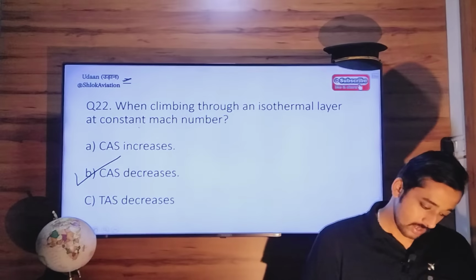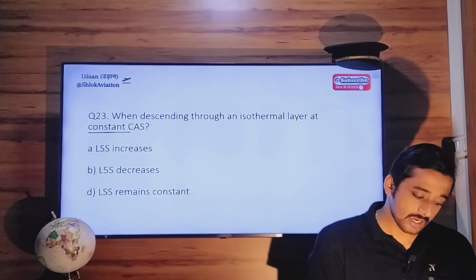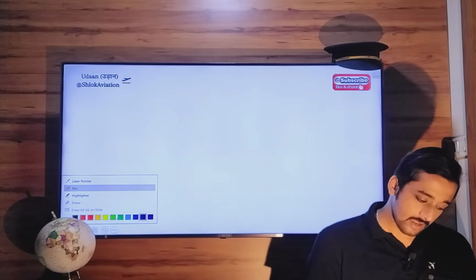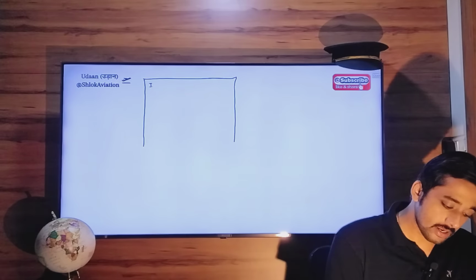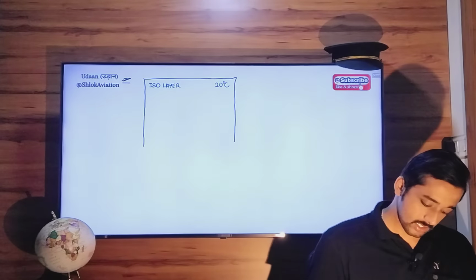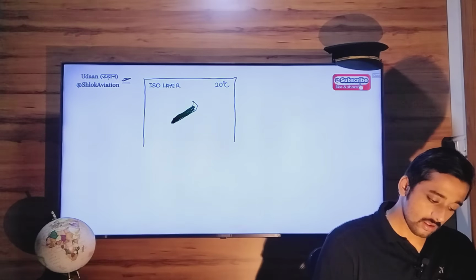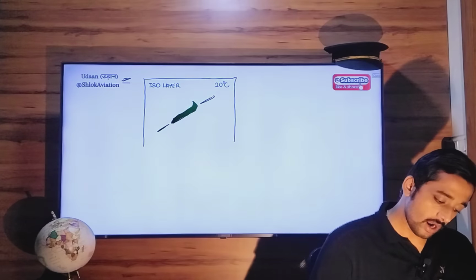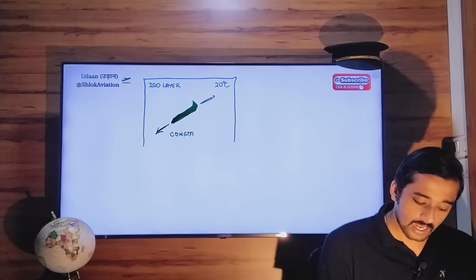Okay. Question number 23. When descending through an isothermal layer at constant calibrated airspeed. So again, the layer given to us is an isothermal layer. An isothermal layer is a layer of constant temperature, let's say 20 degrees Celsius. Okay, this is your aircraft and you are descending to a lower altitude at constant calibrated airspeed.